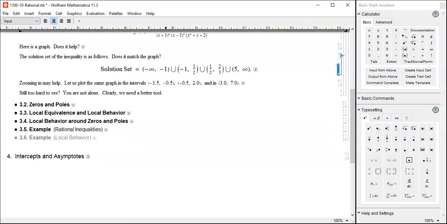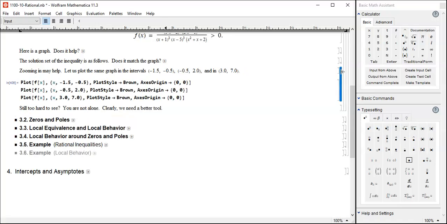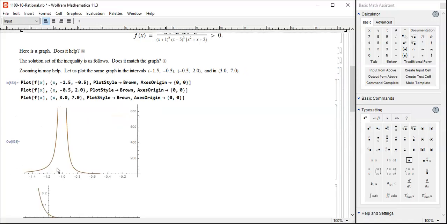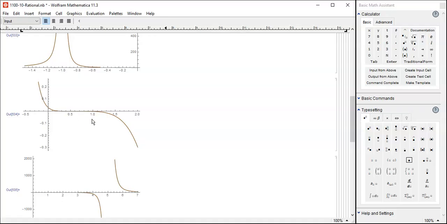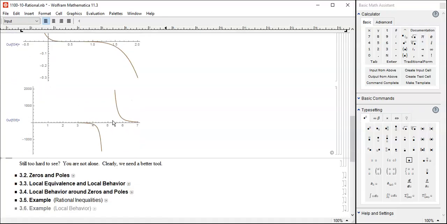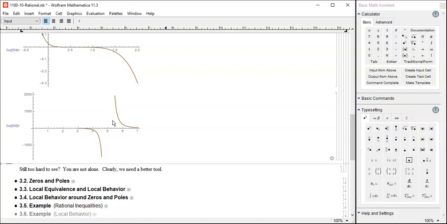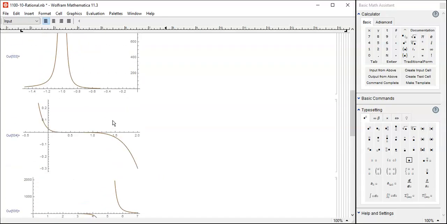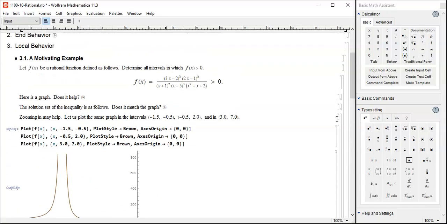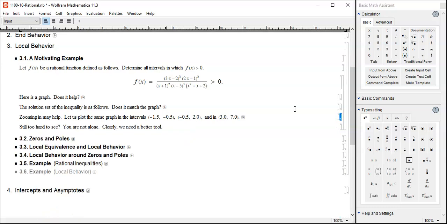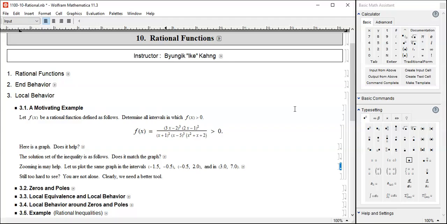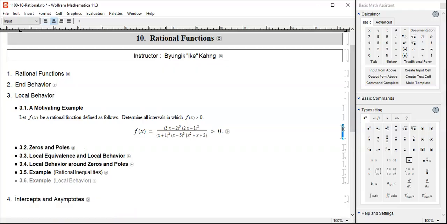Zooming in may help because you know the answers in advance, so let's zoom those in around the vertical asymptote, around the zeros, and then around another vertical asymptote, and then paste them together. Will those help? They should help, but I don't know whether everybody can handle that. Even I have difficulty understanding all those after a lot of cutting and then reshuffling. In short, we'd like to have better tool. This is not really working out very well.